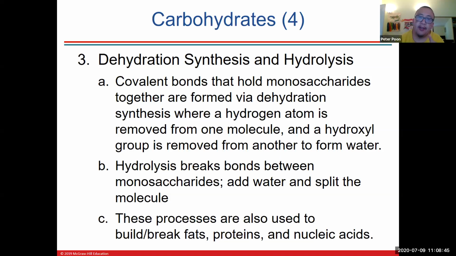Okay, so dehydration synthesis and hydrolysis do not only apply to carbohydrates. It applies to pretty much everything in biology. The covalent bond that holds monosaccharides together is formed by dehydration synthesis. I remove a hydrogen from one side, I remove an OH from the other side, and I just attach them together. Now I turn around and break that bond by adding hydrogen to one side and OH to the other side. That is hydrolysis. Water, hydrolysis, break apart.